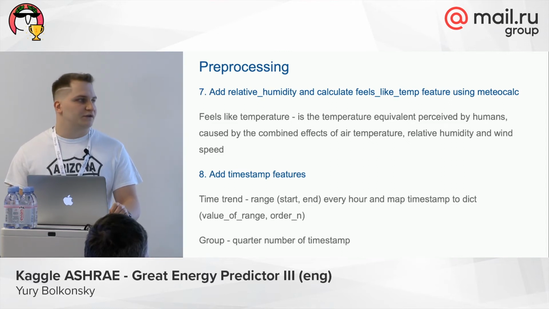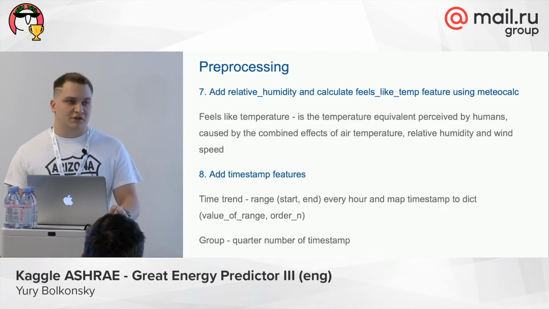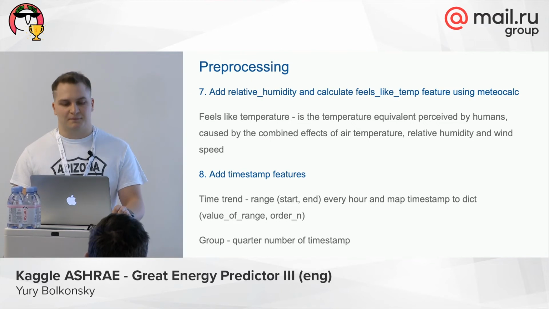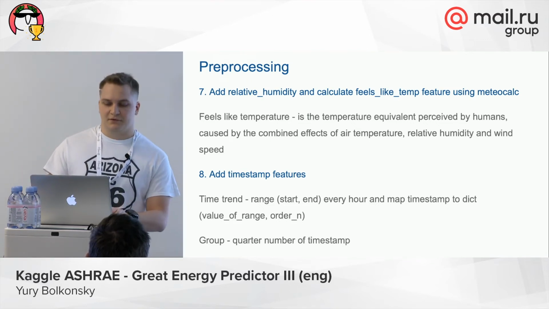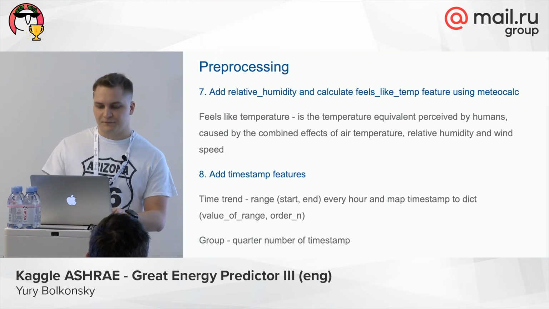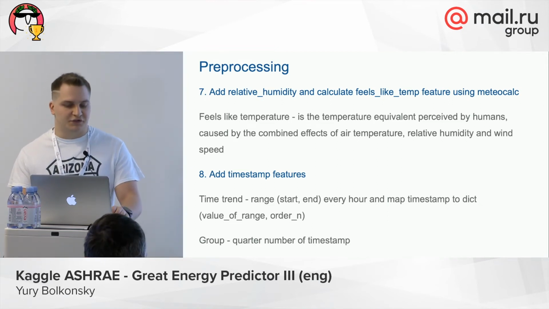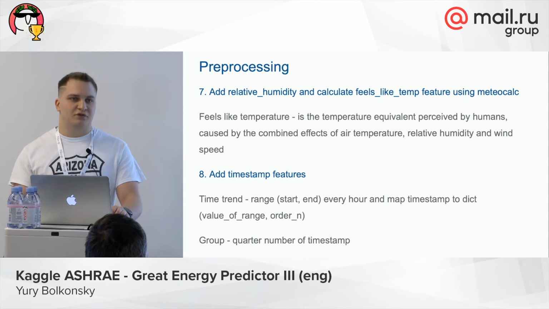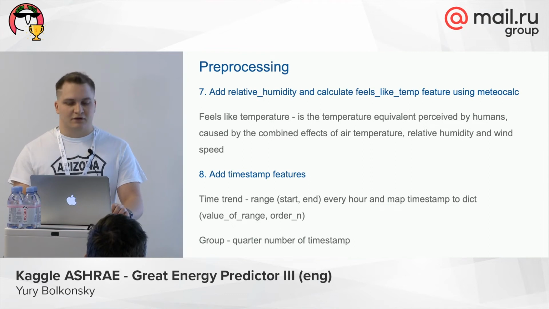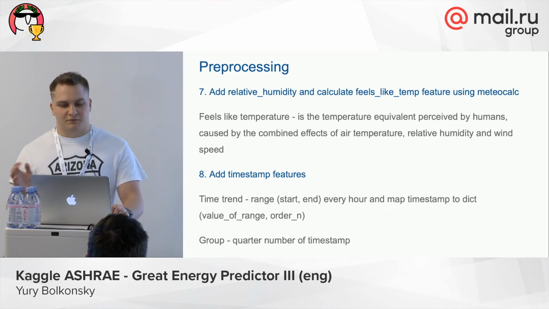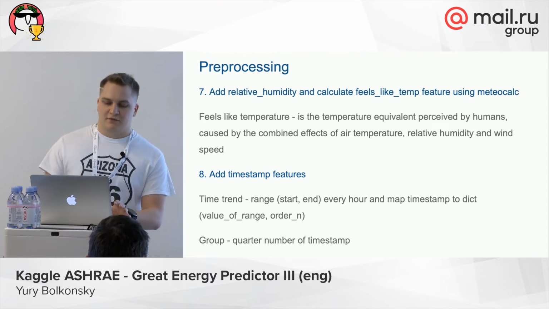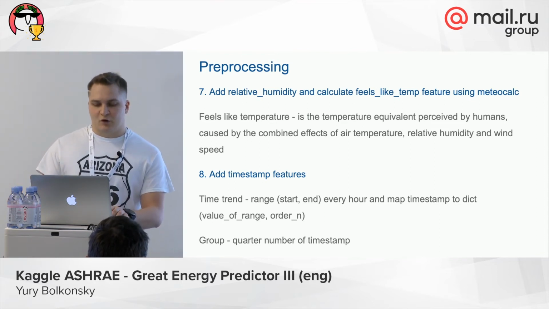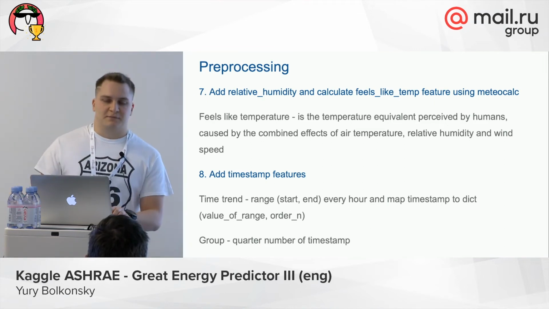Because people use electricity when the weather is bad, it was very important to understand what is bad weather for people. Also, we added simple timestamp features like time trend, range, or every hour, and mapped the timestamp to a dict value of the range in order to understand each period for each building. Because if the first week for some building was like 1st January and for another building it was another day of the week, so we just map them to have the same period.